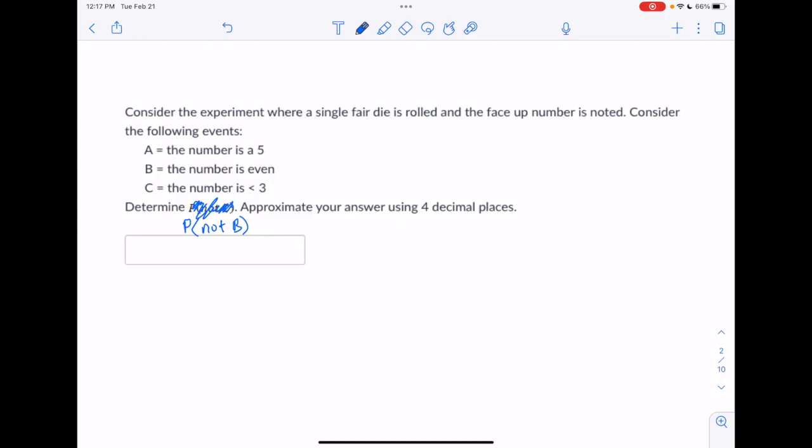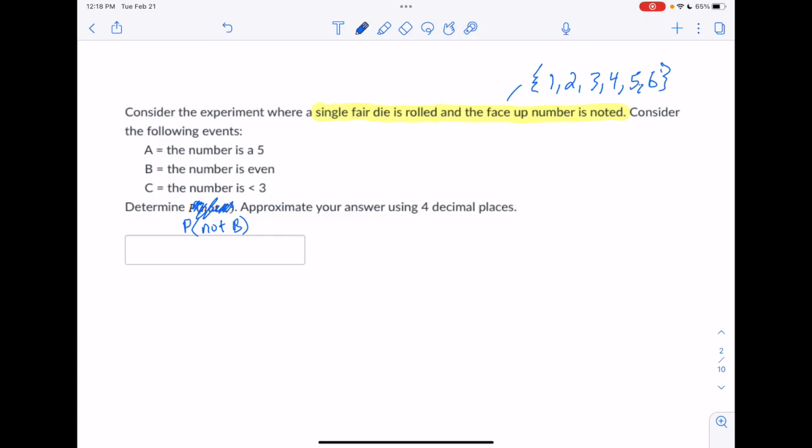So a couple things. First of all, we want to think about what our sample space is. We are rolling a single fair die and noting the face-up number. So our sample space is the different things that could result from that. So that would be anything from 1, 2, 3, 4, 5, or 6. So that's our sample space. And then we want to determine the probability of not B.